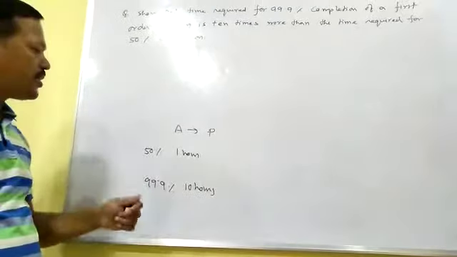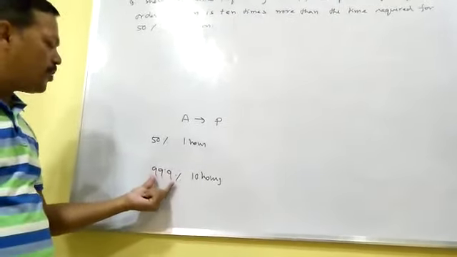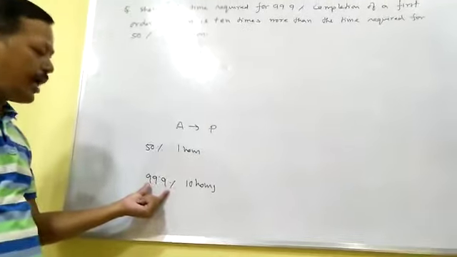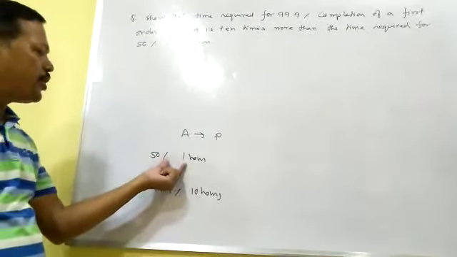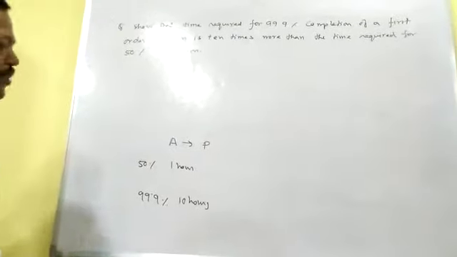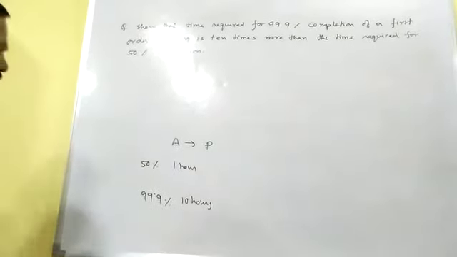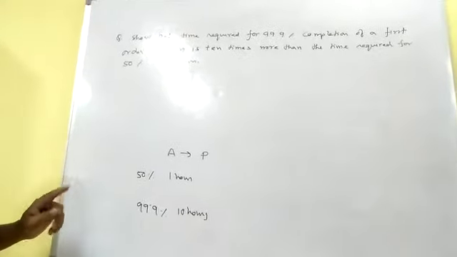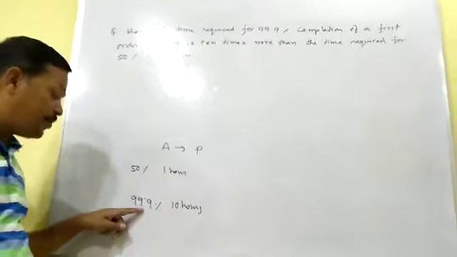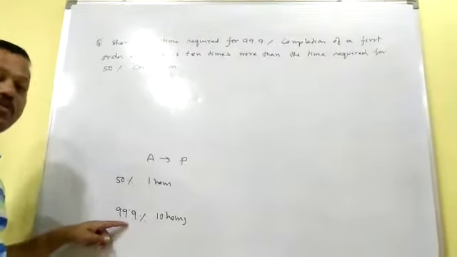For a first order reaction, the time required for 99.9% completion of a reaction is 10 times more than the time required for 50% completion. So how do we prove it? We'll prove it from the integrated rate equation. But here the question does not give 100%, it gives 99.9%. Why is it given like this?